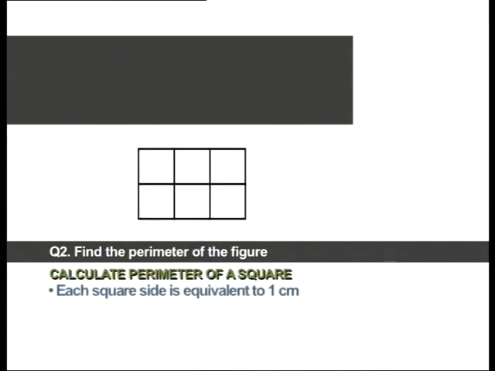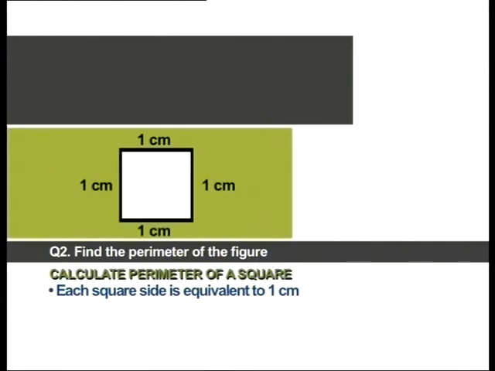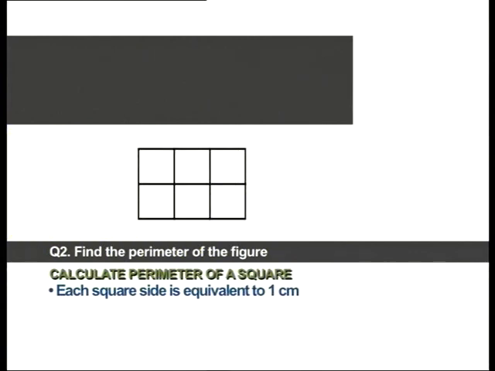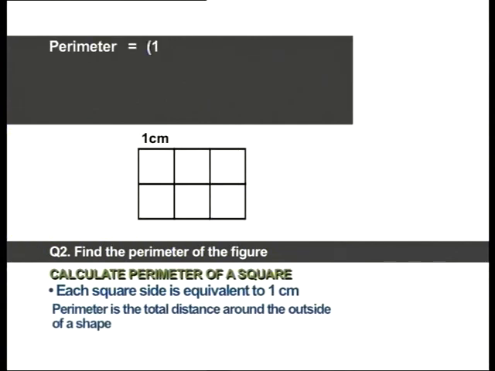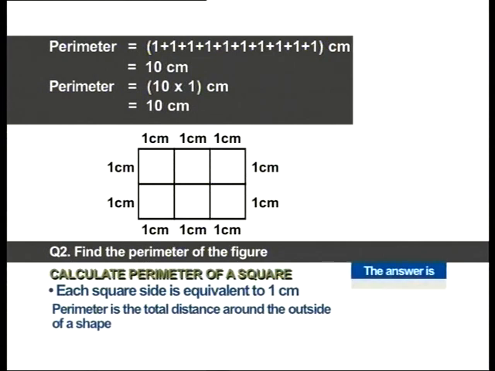Question 2. The object is made of 1 centimeter squares. Find the perimeter of the figure. We know that each square is equivalent to 1 centimeter. We need to calculate the total distance around the shape to get the perimeter. Perimeter equals 1 plus 1 plus 1 plus 1 plus 1 plus 1 plus 1 plus 1 plus 1 plus 1 equals 10 centimeter, or 10 centimeter multiplied by 1 equals 10 centimeter. The answer is 10 centimeter.